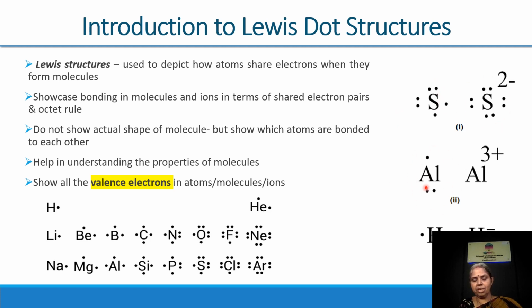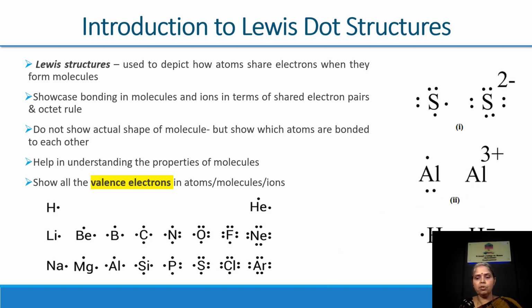Aluminium, you can see 3 electrons. Aluminium is 3s2, 3p1. But what are you showing? You are showing Al3 plus, meaning after losing 3 electrons, absolutely no dots. Why no dots? Because all 3 electrons are lost in the process.